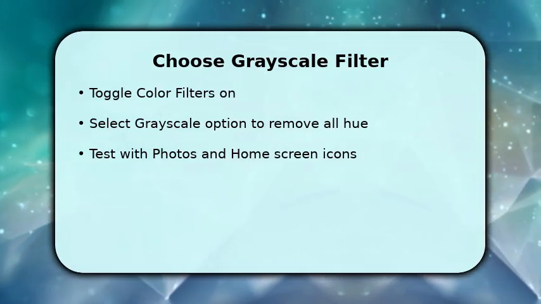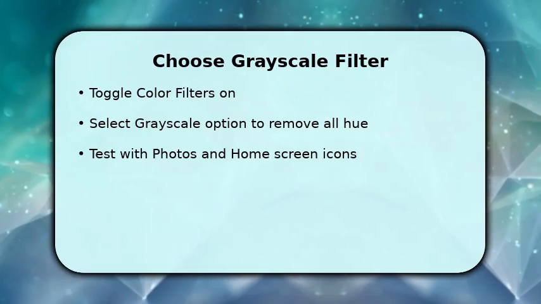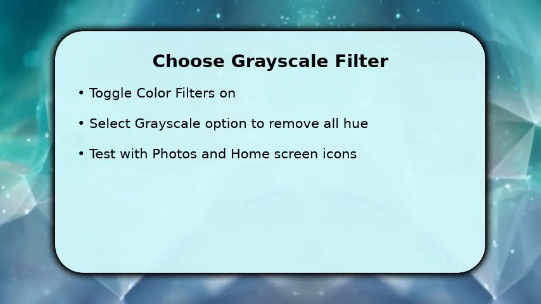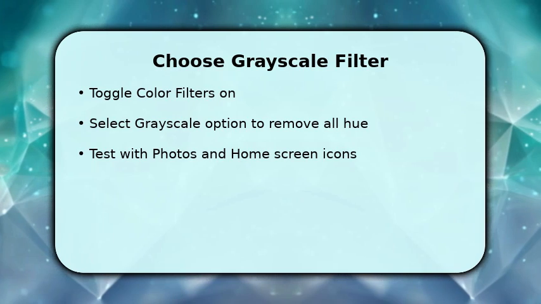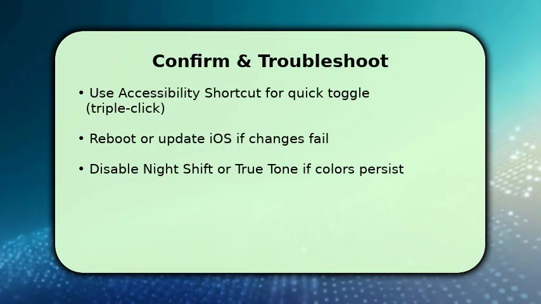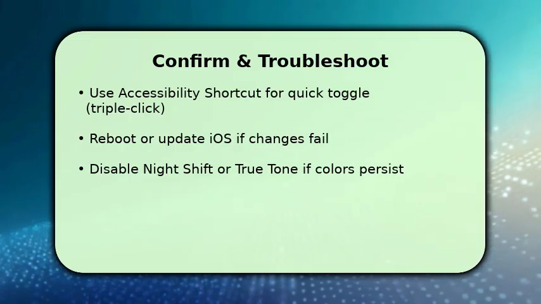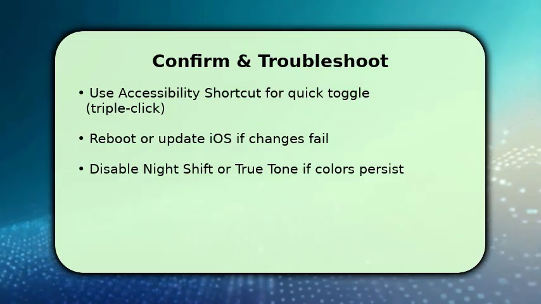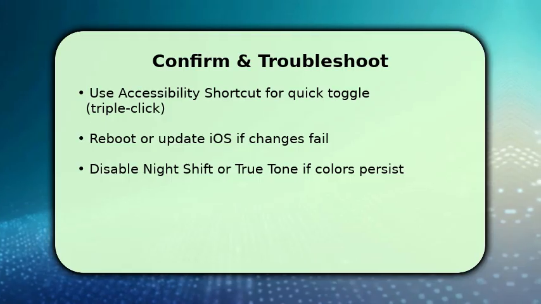If you want quick access later, set the accessibility shortcut to color filters, so triple-clicking the side button toggles color removal. You finish by confirming settings and adding a shortcut. Go to Accessibility, then Accessibility Shortcut, and select color filters so a triple-click toggles grayscale instantly.